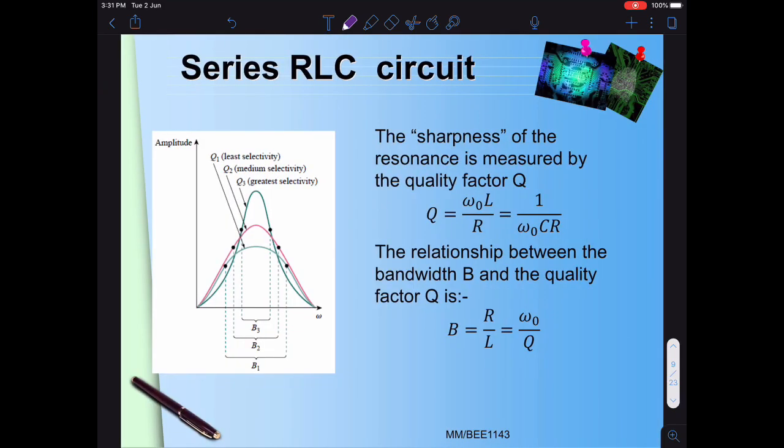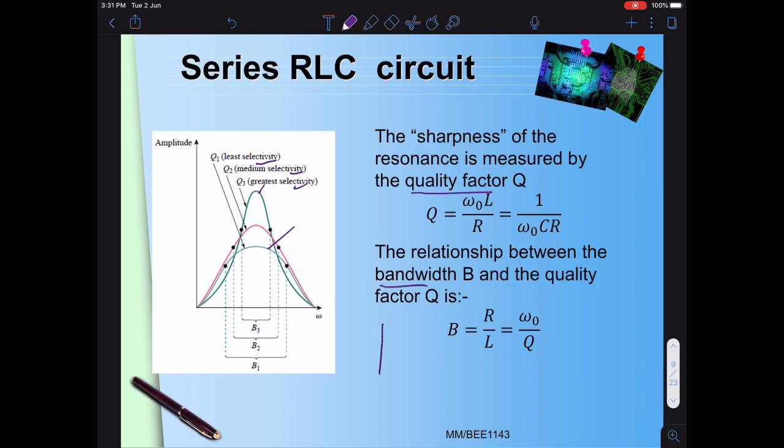Next, we are going to learn about the Q. What is the Q? Q is the quality factor. So let's see this graph. We have the amplitude versus omega naught. For the Q, we have a very narrow graph, and then we have a very broad graph. It is used for selectivity filters or resonance, and below here is the B. What is the B? B is the bandwidth.